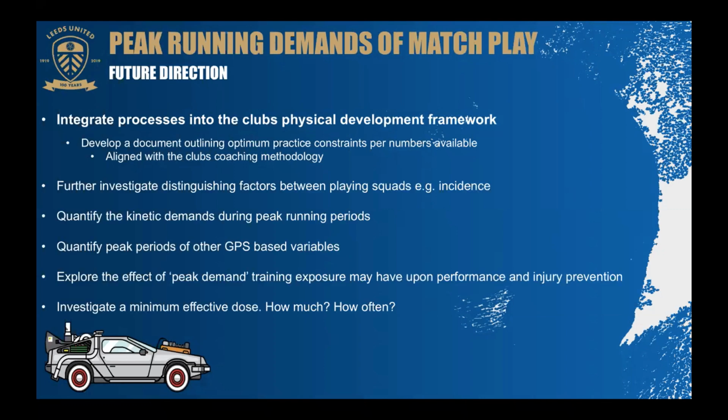There are some limitations with the data, and when I popped up, you might have thought of some initially. So there are areas for future study, such as distinguishing factors between playing squads. The values are quite similar from under 18 to first team now. We acknowledge, and we're not at all suggesting, that the under 18s is as demanding as the first team. It's not. So we want to investigate further what makes the first team in the Championship harder than under 18s, for example. Also, to quantify the kinetic demands of each of those periods.